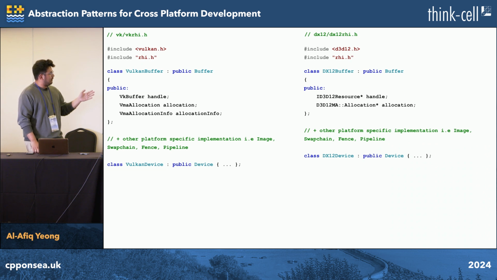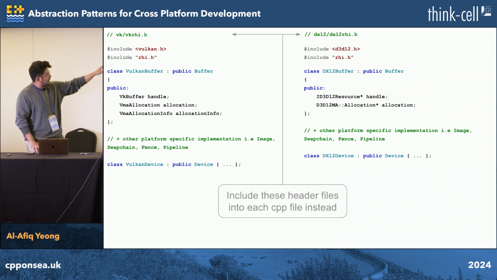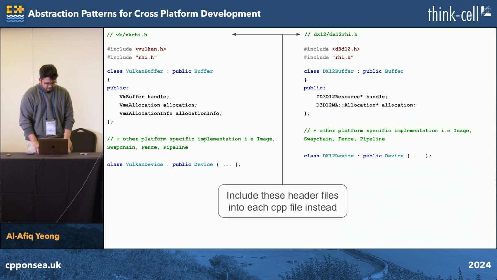So again, we declare the implementations derived from the interface, and include whatever member variables that we need. And then we include the collated header file in each of the CPP files instead.